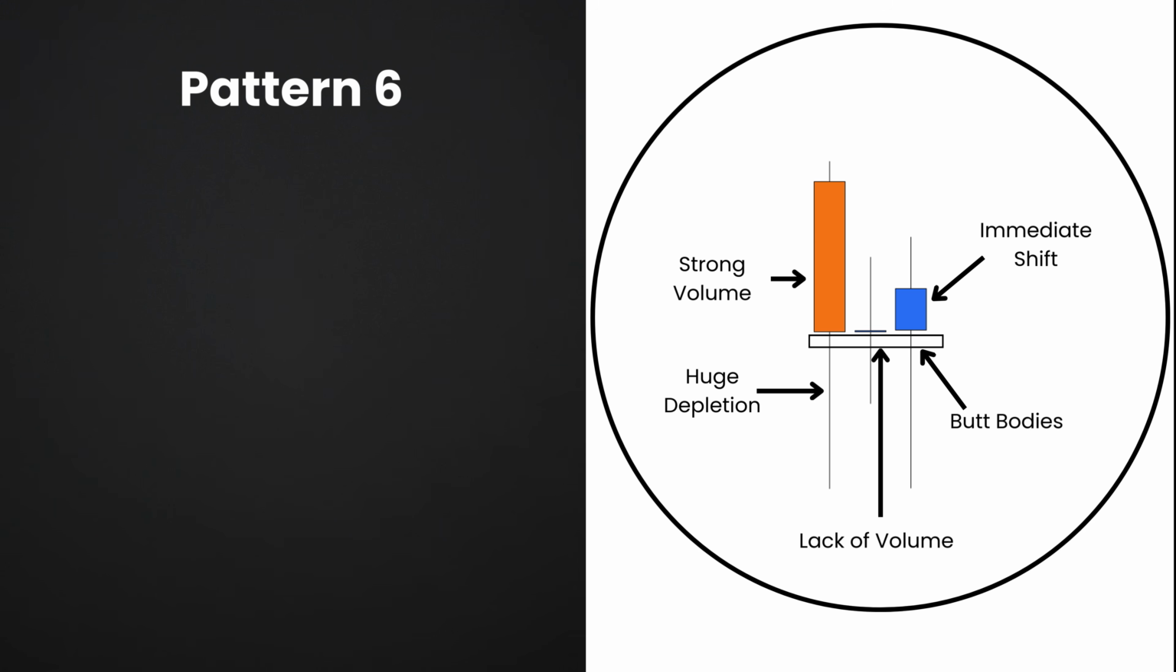You get a huge depletion. The next candles have tiny bodies, what I call butt bodies, sitting right on that level. There's no follow through. Sellers are exhausted. Volume disappears. And then straight after that, you get an immediate bullish shift. That tells you one thing very clearly. The sell move is finished and control is starting to rotate back to buyers.